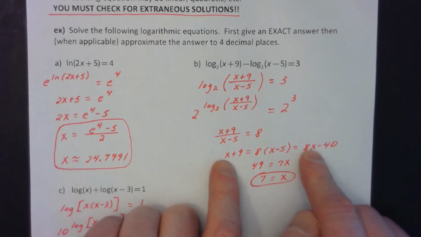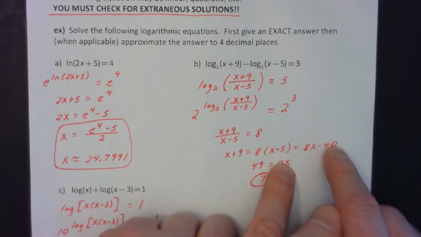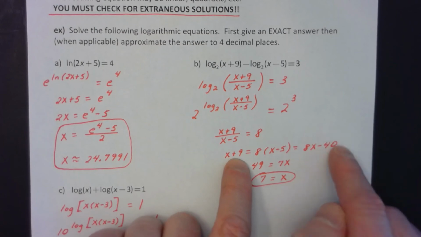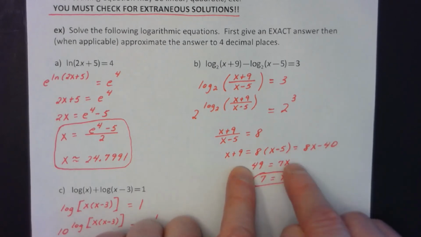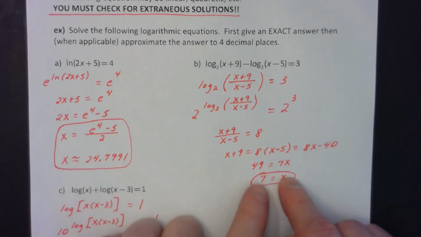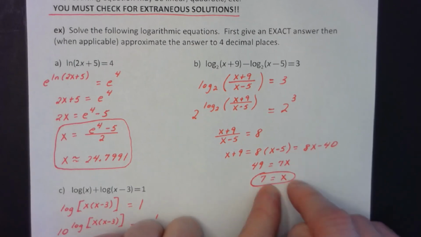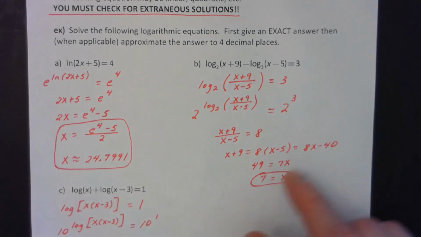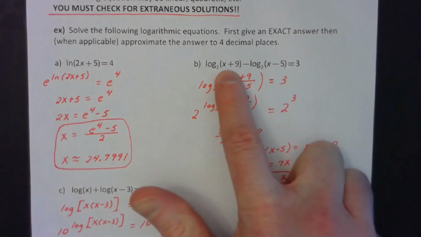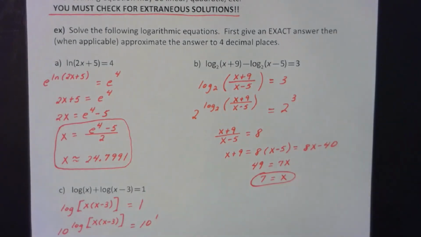Then I said, well, let's get our x's on the same side. I subtracted x on each side. 8x minus x is 7x. Let's add 40 to both sides. 9 plus 40 is 49. I get 7x is equal to 49, thus x is equal to 7. And again, I'm confident that that's an answer because it doesn't cause any negatives within the logarithms. So I would just say that is a good solution there.